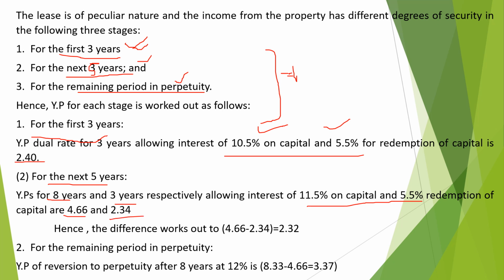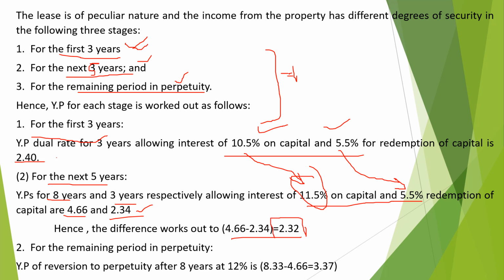So the value comes out to be 2.32. See here the change in value from 2.4 to 2.34 because we have changed this to 10.52 and this remains 5.5. So here the value has been increased by 1%. So this value instead of 2.4 comes out to be 2.35. So the difference is 4.66 minus 2.34, 2.34.